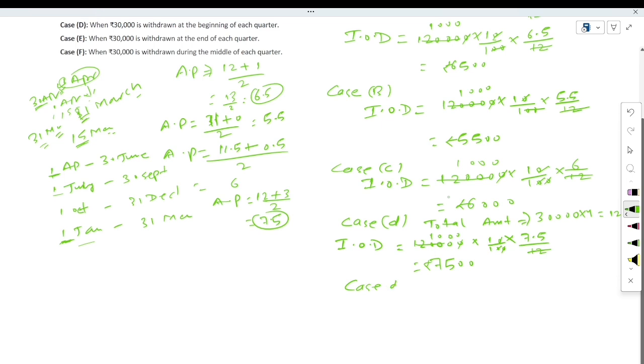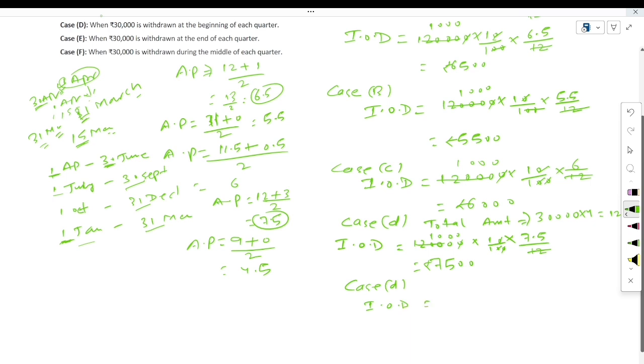Now come to case E. Here what is happening? When 30,000 is withdrawn at the end of each quarter. See here what would be the end of each quarter? 30th June, 30th September, 31st December, 31st March. This would be the end of each quarter. It means what would be the average period here? Months left after first drawing. Your first drawing would be when? 30th June. How many months will be left there? 9 months, plus months left after last drawing. Here last drawing would be when? 31st March. There will be no months, upon 2. It means 4.5.